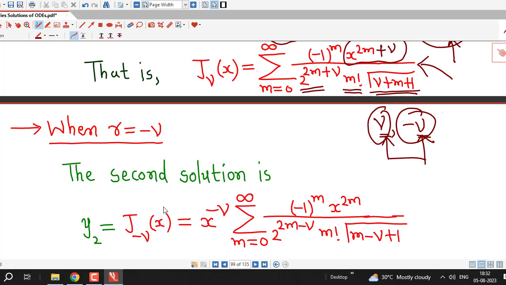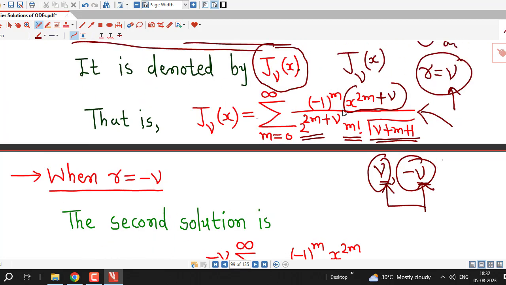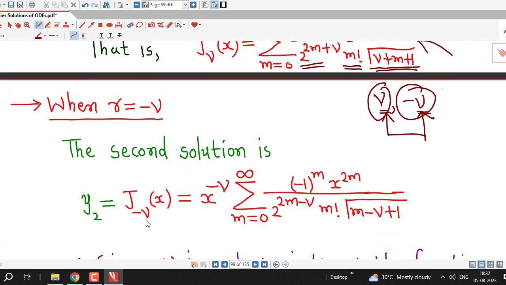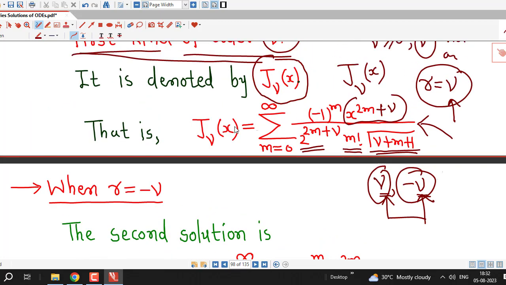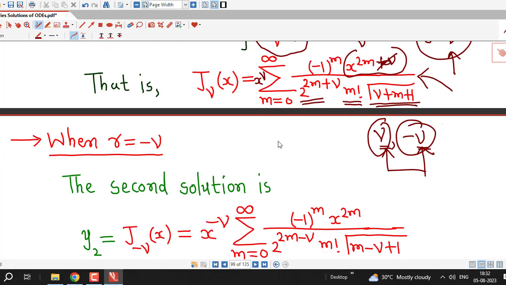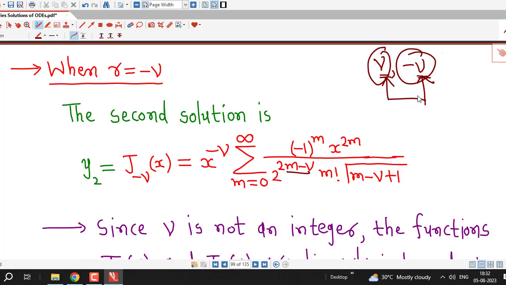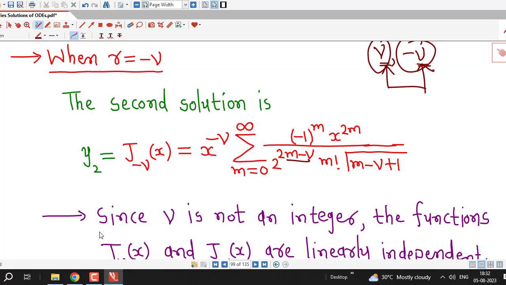So the second solution can be written by replacing nu by minus nu in this formula, and the notation is also J minus nu of x equal to, here if I take x raised to nu, then I will have x raised to minus nu, sigma m equal to 0 to infinity, minus 1 raised to m, x raised to 2m. Instead of 2m plus nu, we have 2m minus nu, m factorial. Instead of gamma nu plus m plus 1, we have gamma m minus nu plus 1. And we can verify that nu is not an integer.